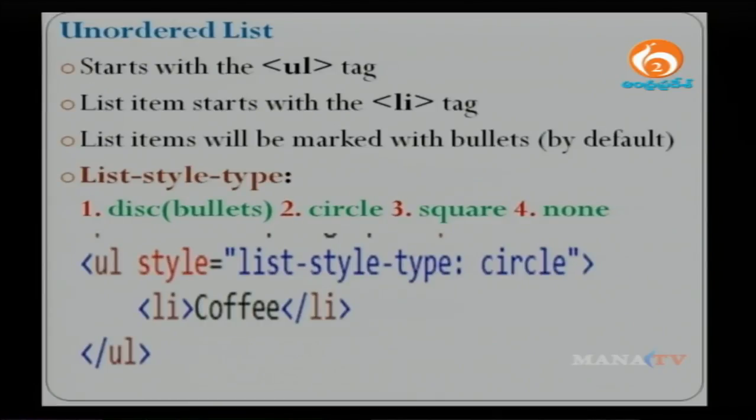So, how can I use this? How can I make items into different shapes, just like bullets, a circle or a square? By using the style attribute you can make those things. Here you can see style equal to list-style-type equal to circle. What does it mean? All the list items come with circle alignment. So, you can show the list items with the circle only. We will do some exercises after this session.